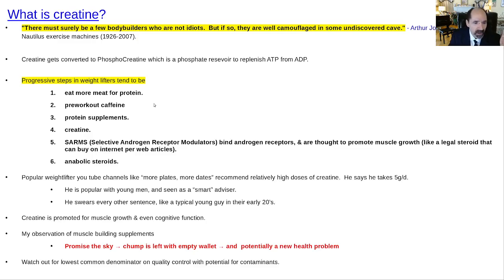All right, so if you go to the popular weightlifting channels, for example, the young guys really like this one guy. His site's called More Plates, More Dates. You know, they have this idea that the stronger you get, the more attractive you'll be to women. And I'm like, you know, if you want to impress a girl, focus on your bank account, not your bench press, okay? But anyways, what this guy says is, oh, well, you're bigger than the average person. You're a weightlifter probably, so you probably should be taking the high end of the dose on creatine. By the way, I'm going to recommend don't take creatine.